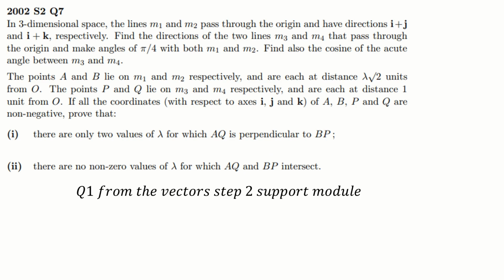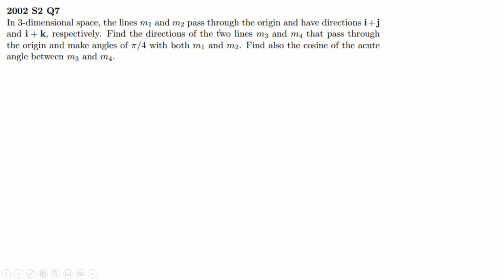Vectors. Question 1 from the Vectors Step 2 support module is this question here. So let's just go straight into it. We've got lines M1 and M2 passing through the origin. So if we write those as lines, that's going to be 0, 0, 0 to start with, plus however much it takes to get to i plus j, which of course is 1, 1, 0.